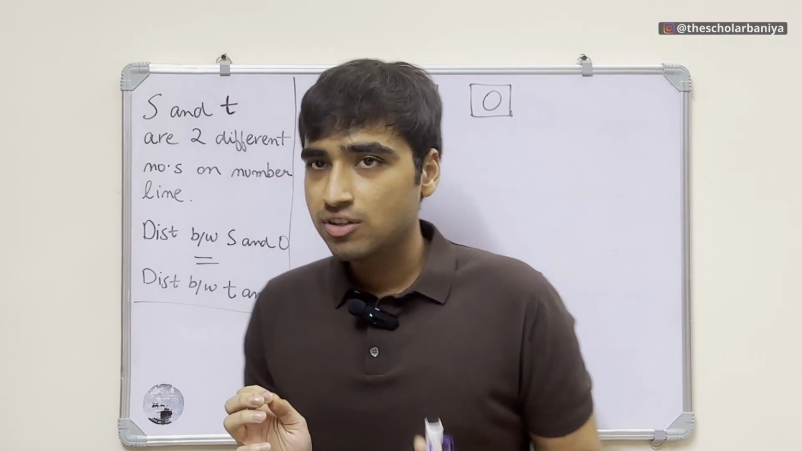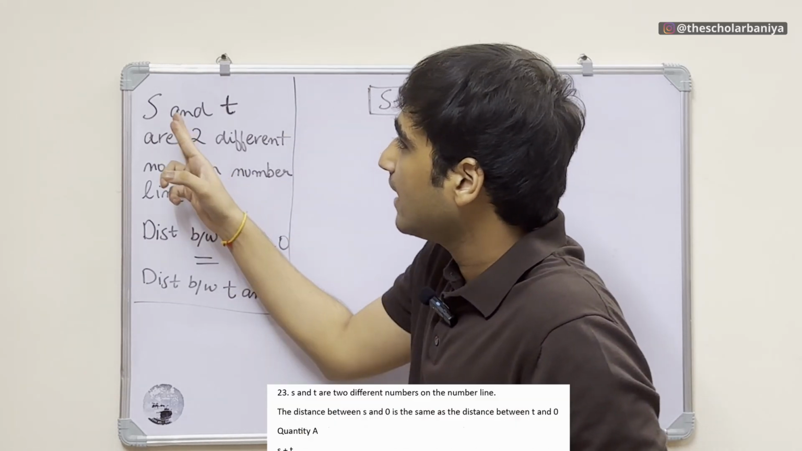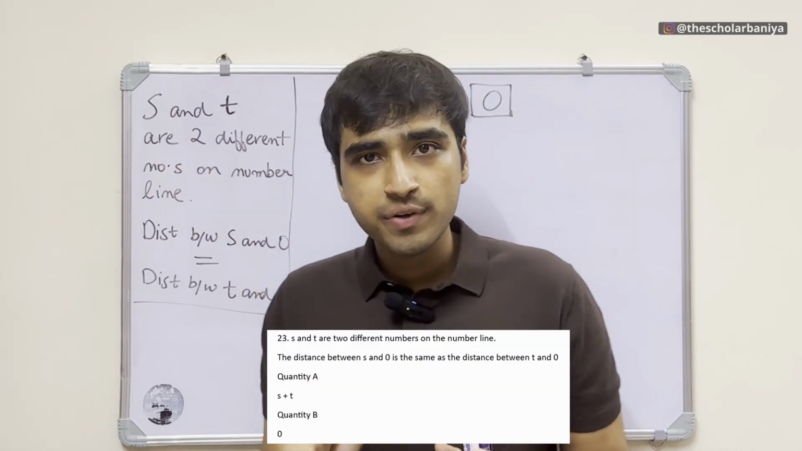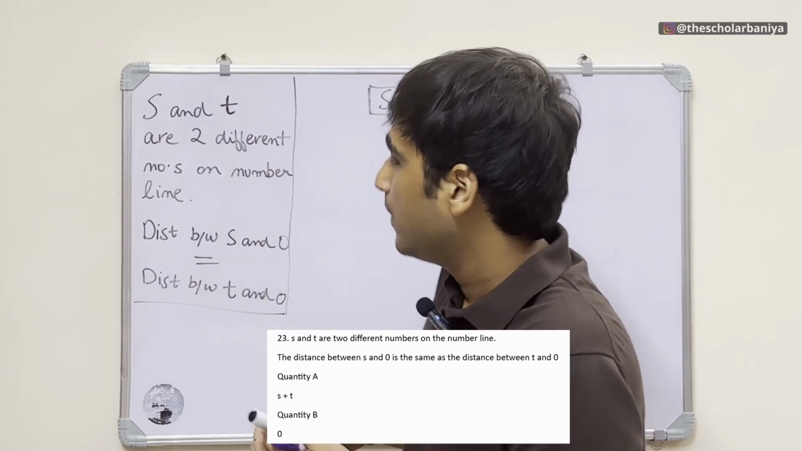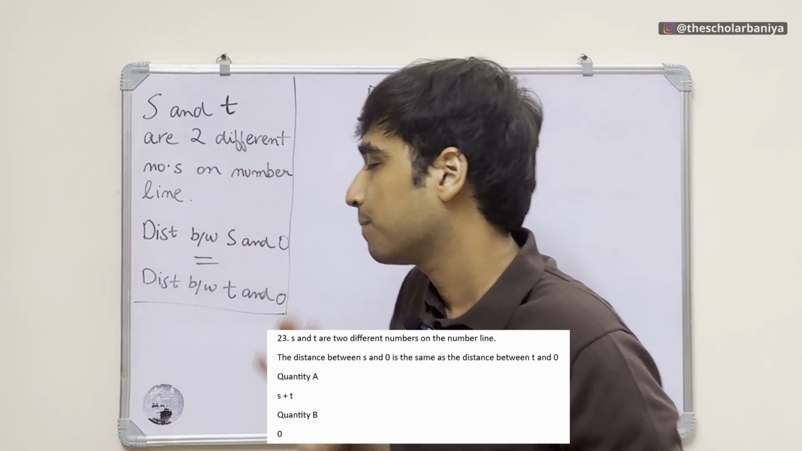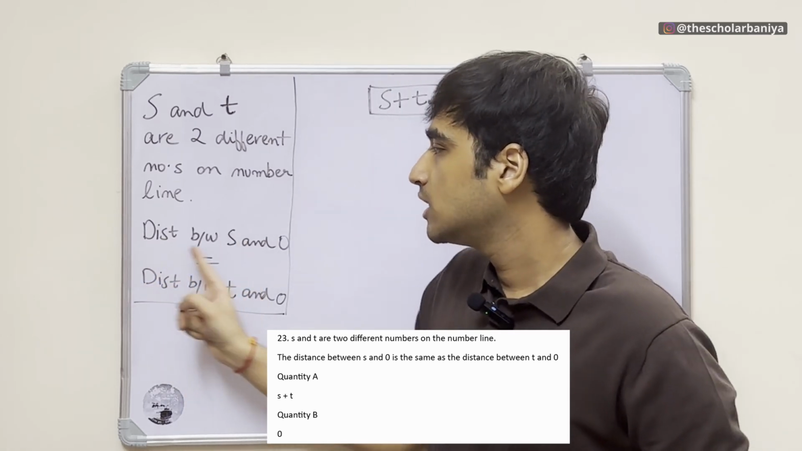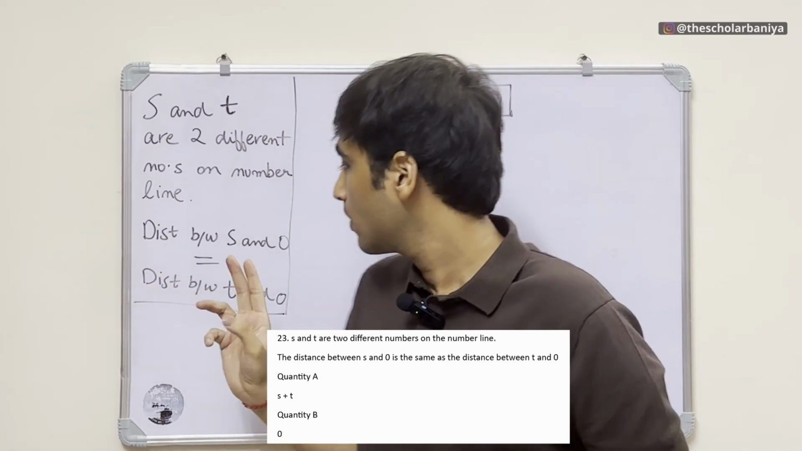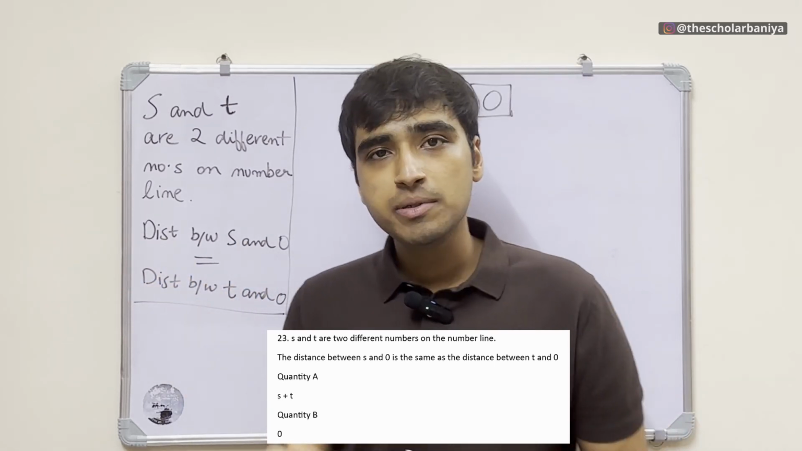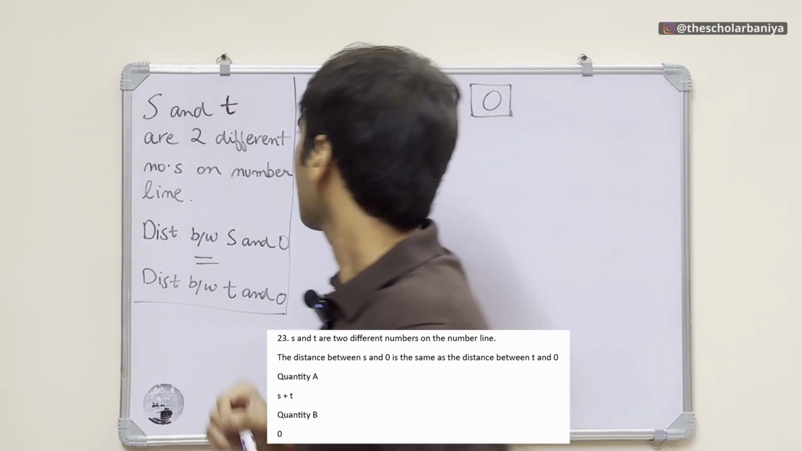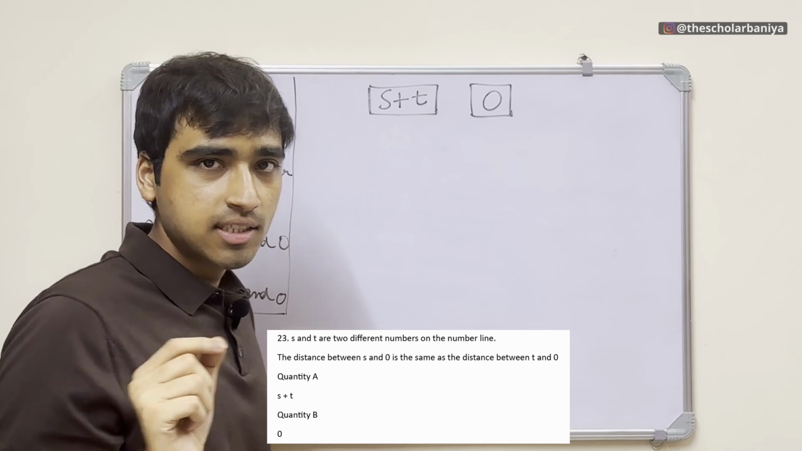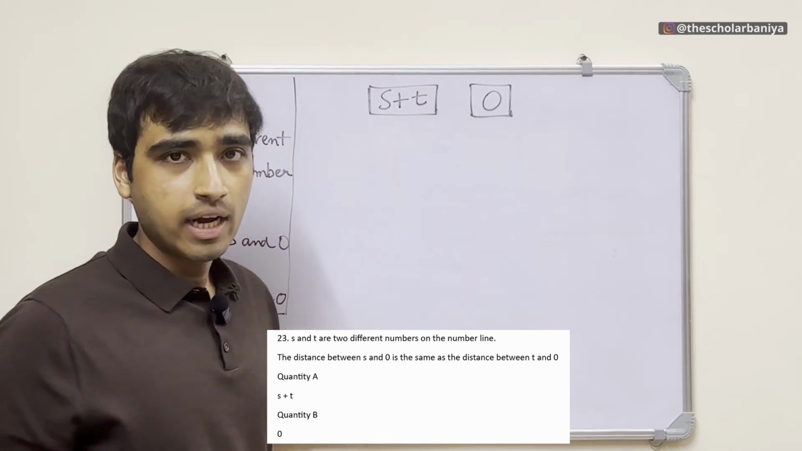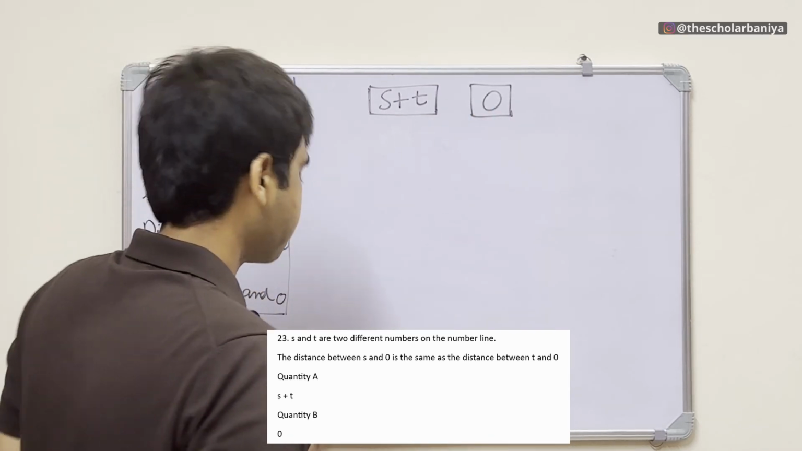So this is the next question, guys. In this question, we are given that S and T are two different numbers on the number line. Just pay attention to the word different, right? And we are also given that distance between S and 0 is equal to the distance between T and 0, right? And we have to compare the value of S plus T and the value 0, and we have to compare both of these, right?